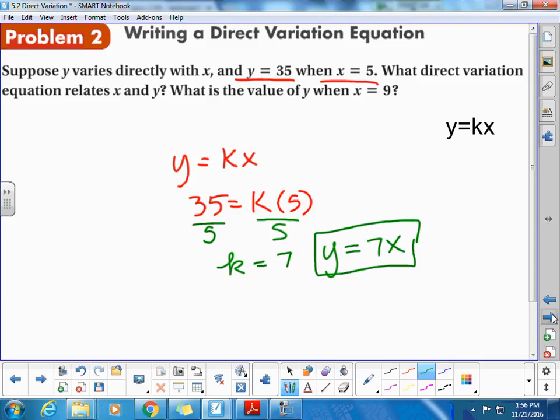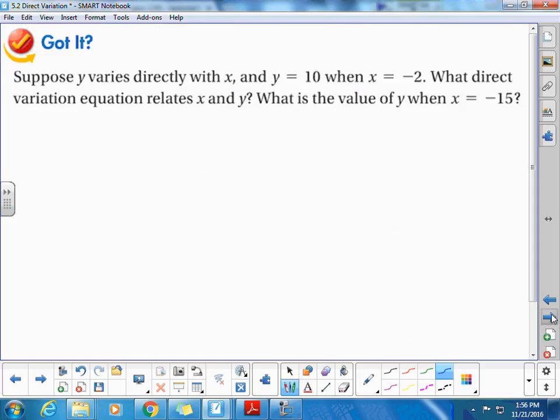Then it says when x is 9, what's y? I'm just going to take my equation and plug 9 in for x. So when x is 9, y is 63. So that's the second part. So there's the two answers. You should put me on pause and try this and then come back and see what you get.